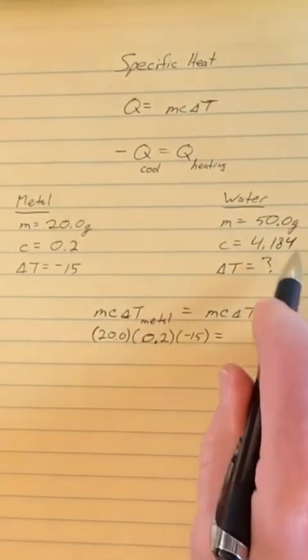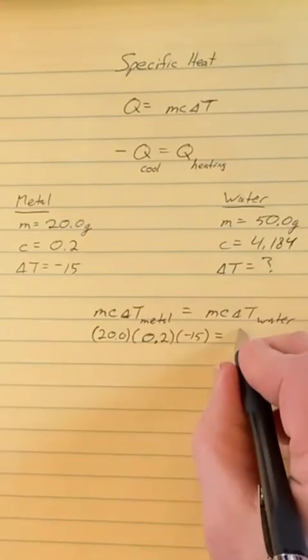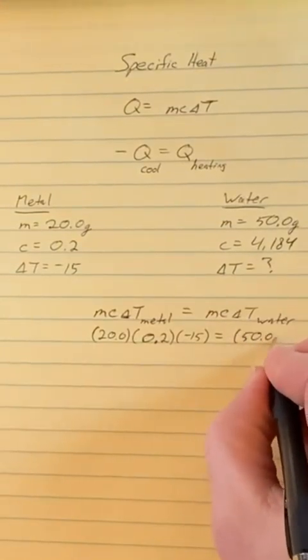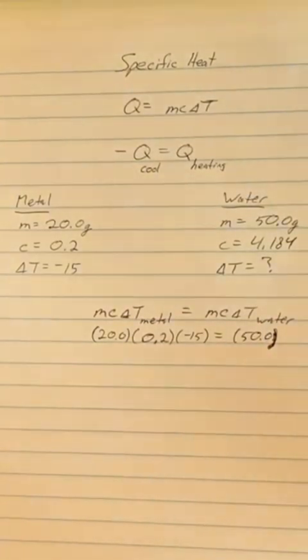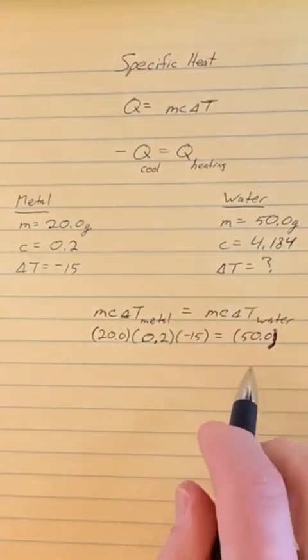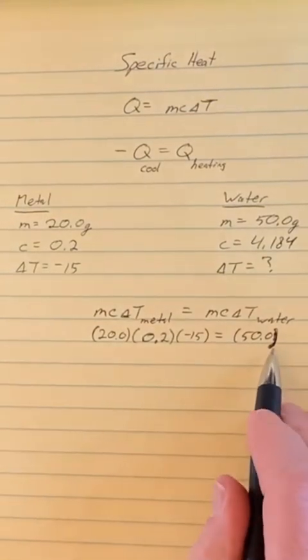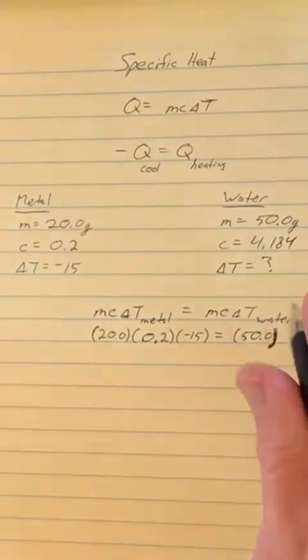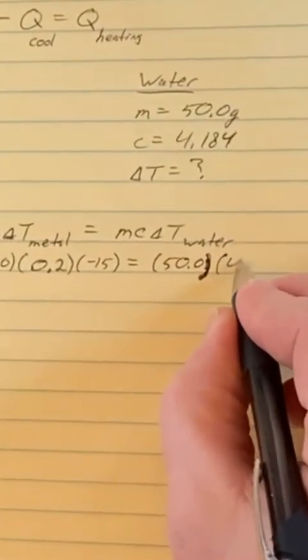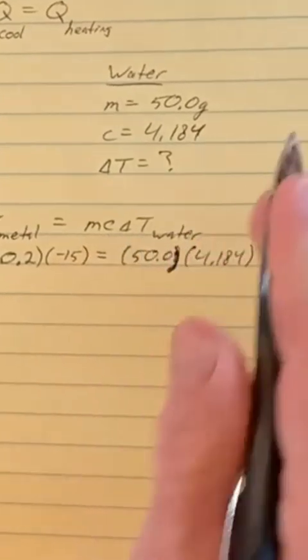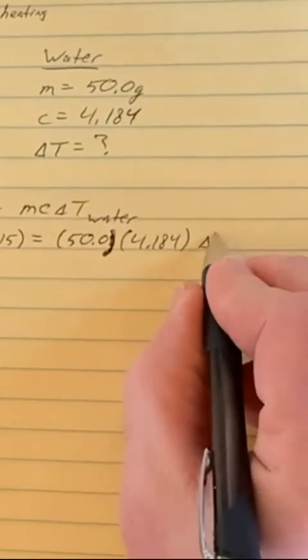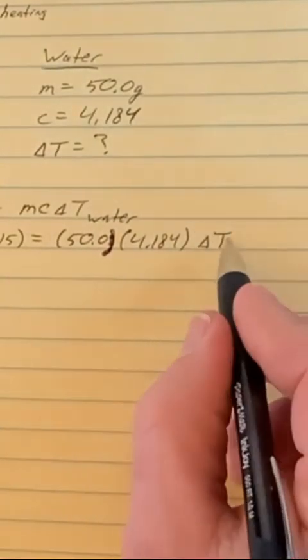On the other side, that's going to equal, plugging in over here, 50 grams of water. Oops, I don't need to put the G in there. Physics and chemistry students who aren't in my class, who stumble across this online, yes, some of your instructors will require you to put the units in for each measurement. I don't. So 4.184 is the specific heat capacity of water, and we don't know what the change in temperature is yet. That's our unknown.